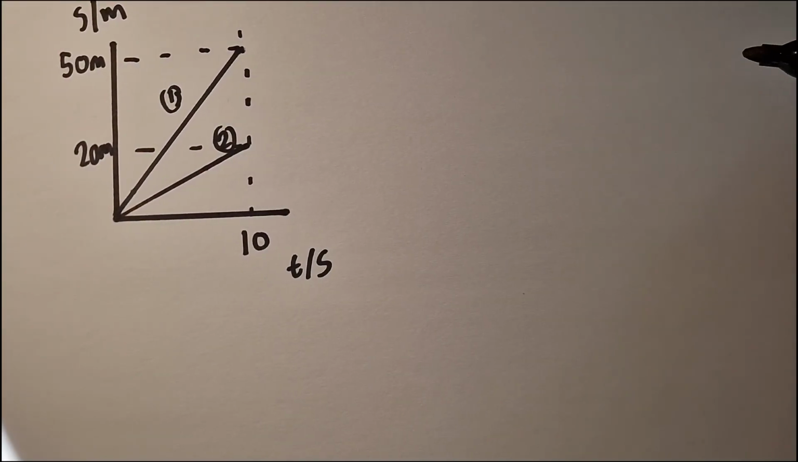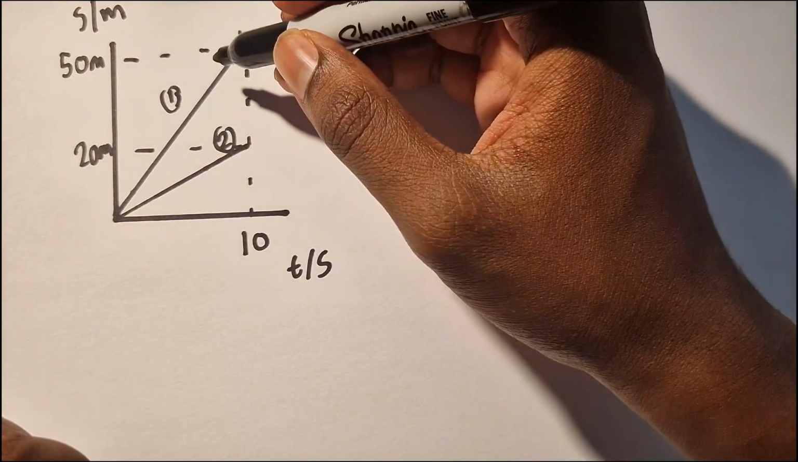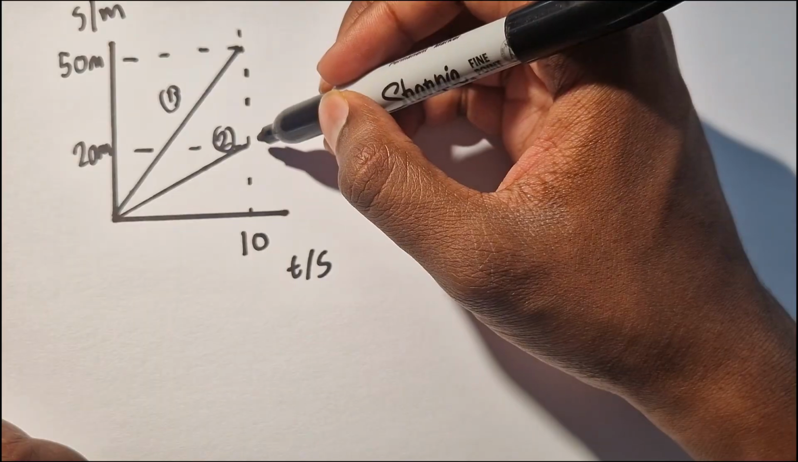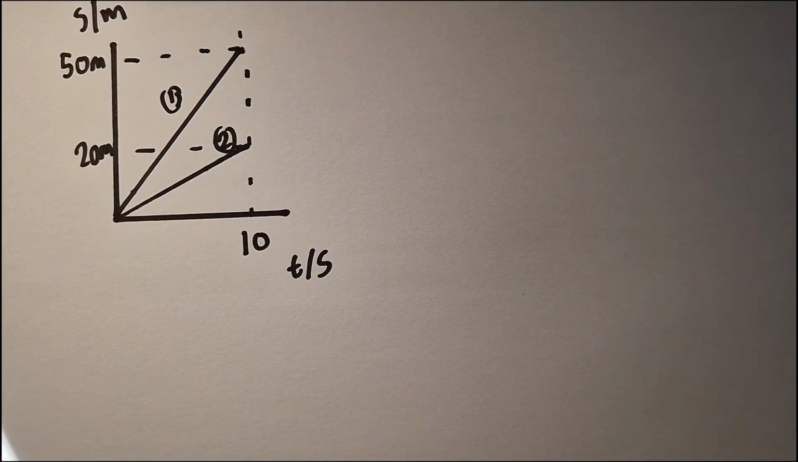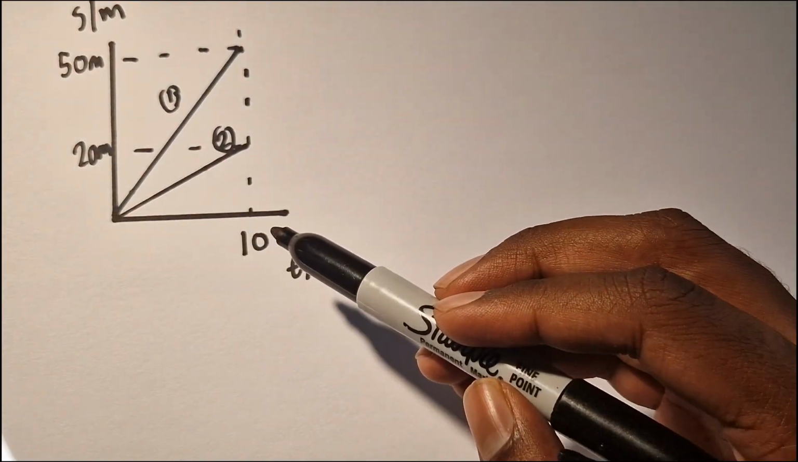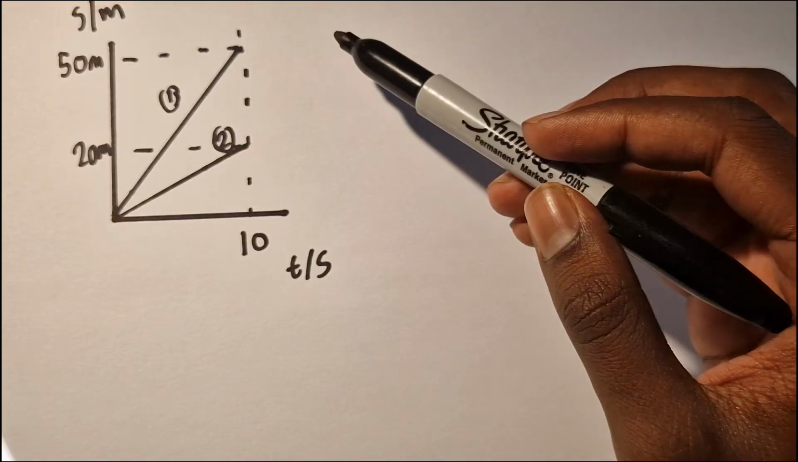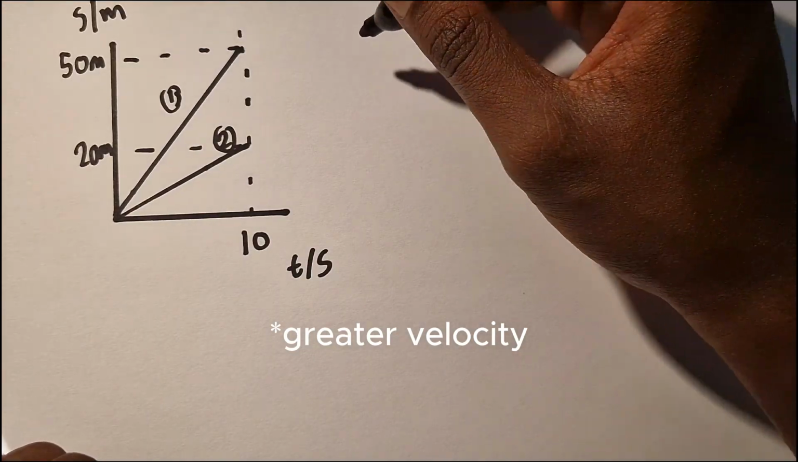So now we're going to see how the steepness of the gradient affects the velocity. So we have two objects, object 1 and object 2, and they both take 10 seconds to travel their particular displacements. So object 2 goes 20 meters in 10 seconds, but object 1 goes 50 meters in 10 seconds. So we're going to see which one has a greater velocity.